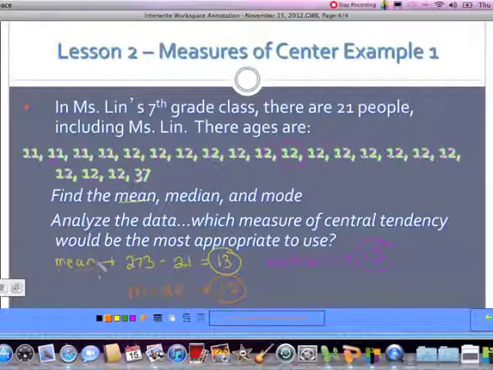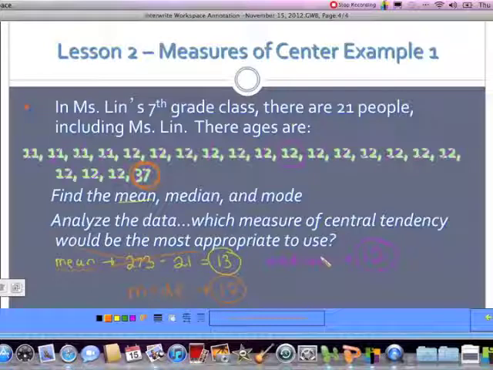Let's look at the mean. The mean is 13, and the age 13, if you look in your data set, is not even seen here. So 13 really wouldn't be a good age to describe this class. The reason that the mean is 13 is because you do have an outlier of 37. The teacher's age is much greater than all the students in her class, and that 37 bumped the average up. So that's the reason it is 13. So the mean would not be a good measure to use.